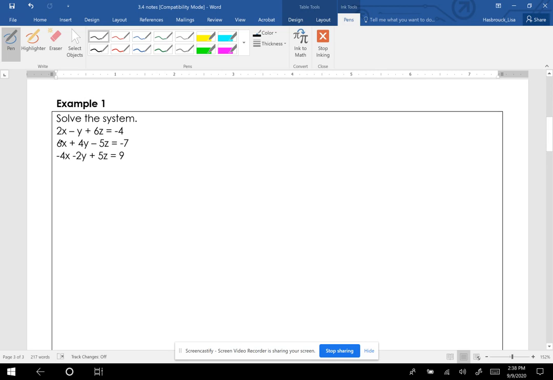Notice we have a system with 3 different equations, 3 variables in each equation. I like to label these 1, 2, and 3. This helps me keep track as I go along. My goal is to use 2 of the equations first to eliminate a variable. I think I am going to eliminate variable y. So I am going to rewrite these equations alone to get an idea of how to do that. So I have equation 1 and I have equation 2.